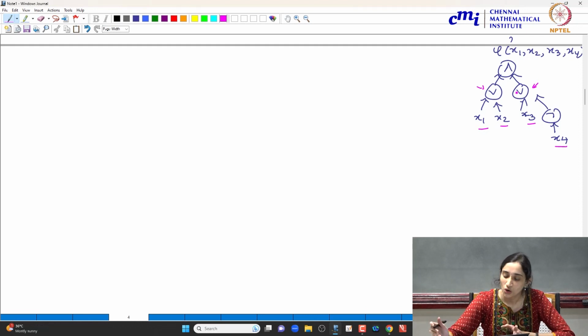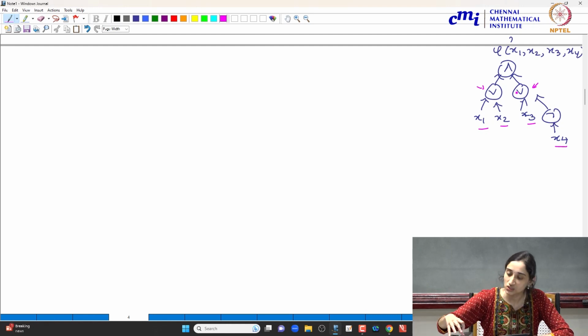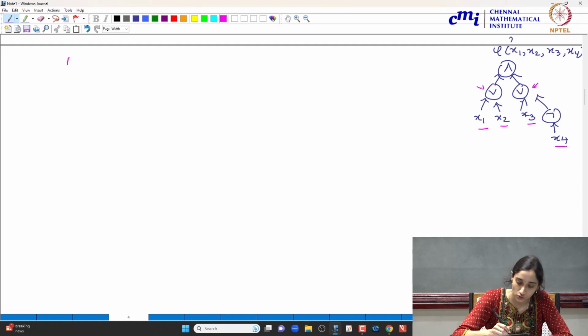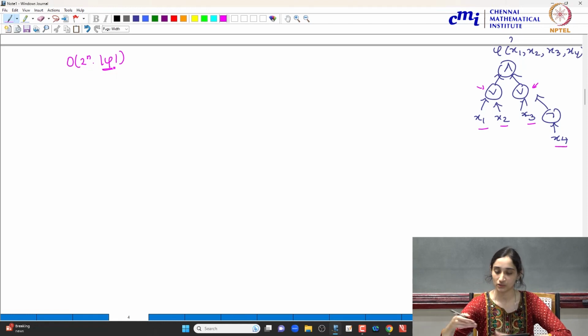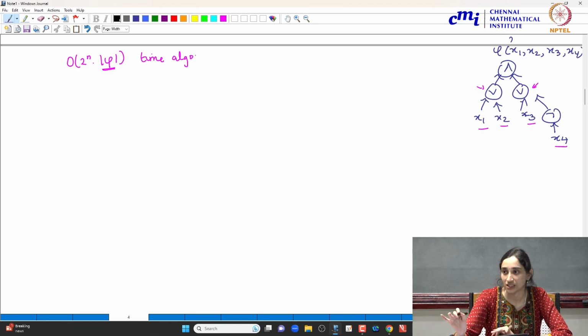So how long does that algorithm take? The size of this formula, however many gates there are in this formula, times 2 to the n. So that algorithm is something like order size of phi times 2 to the n. I'm just going to write size of phi to represent the number of gates, the size of the graph. So I don't know how to make this better. At the moment, it's not clear.